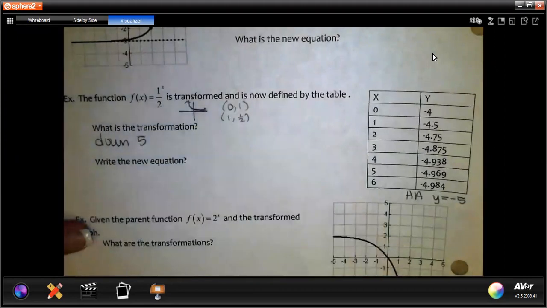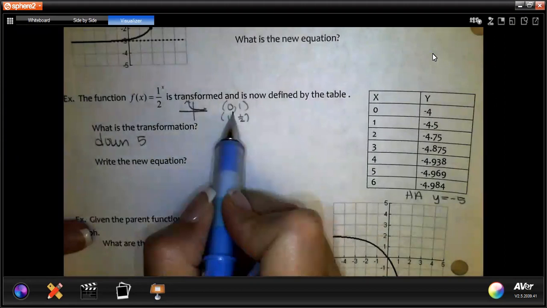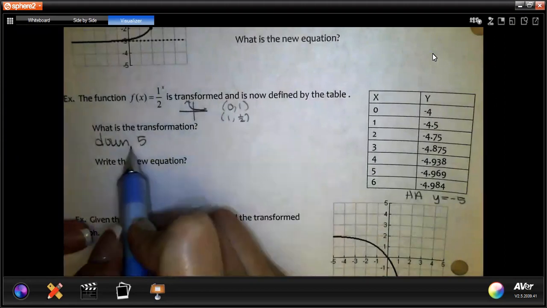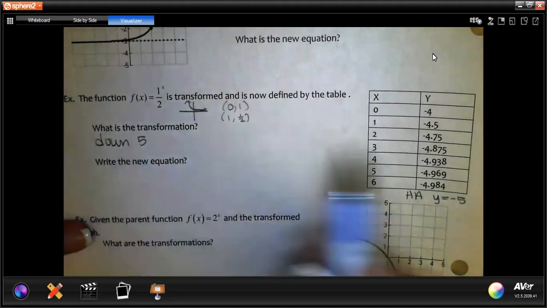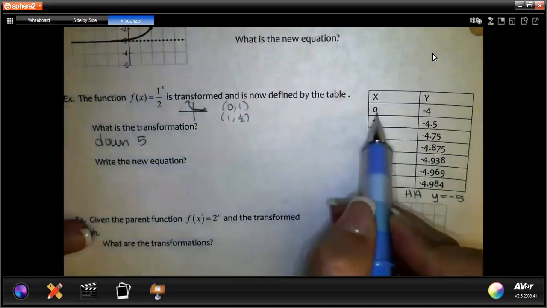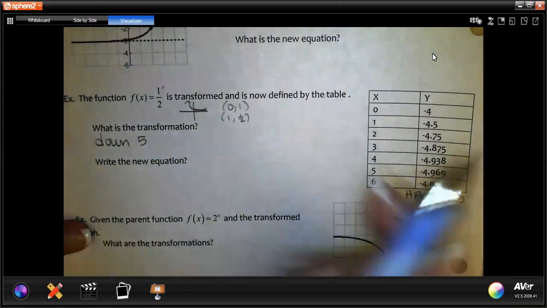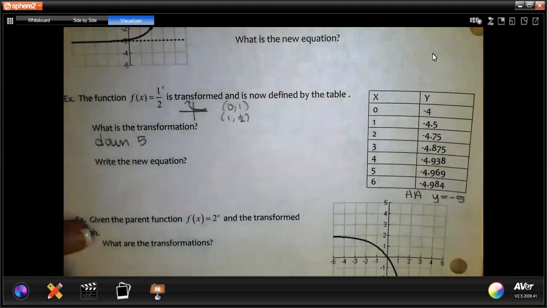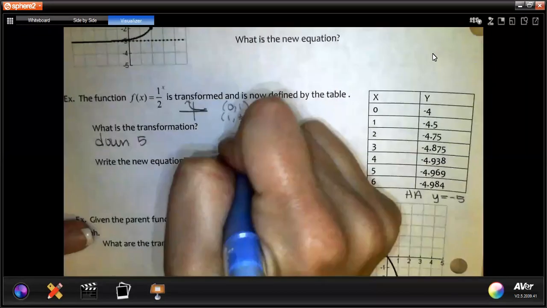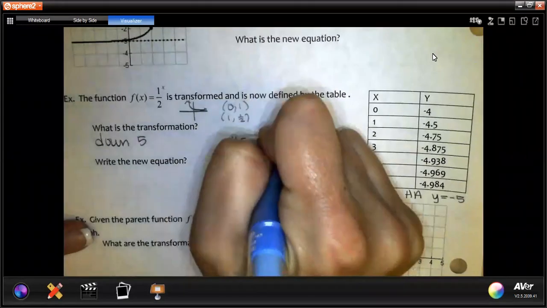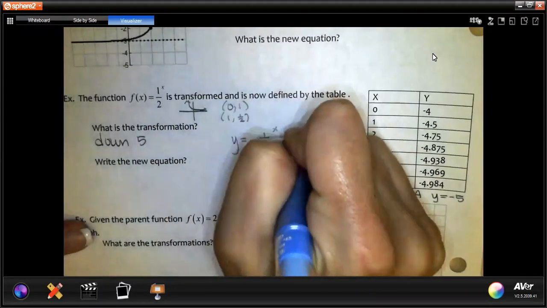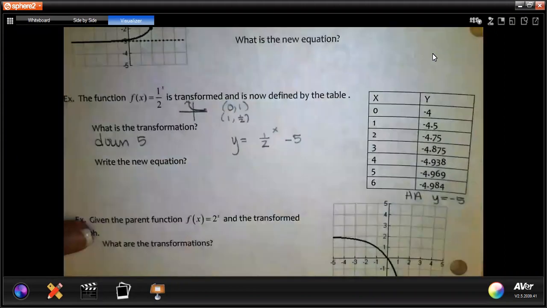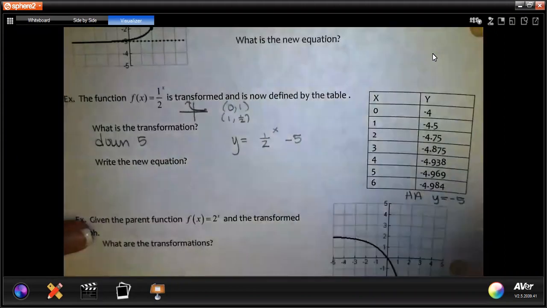And so now I like to think about this point right here, (0, 1). If I moved it down 5, it would be at (0, -4). Well, that's where this point is, so I don't think it's moved to the left or right. The last thing I need to check for is an a value. So we would take what we know, which is 1/2 to the x power minus 5. That's what I know so far.